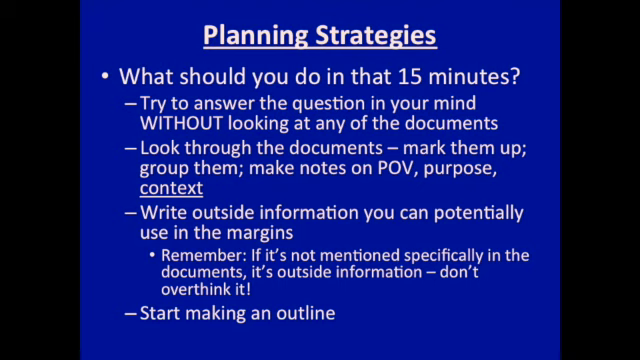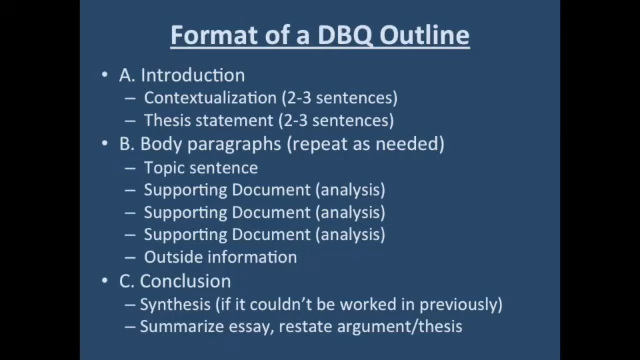Here's what your outline should look like. Obviously, you're going to start with the introduction. Again, you want to put your contextualization up front, set the scene, go ahead and knock that point out on the rubric. 2 to 3 sentences is what you need for contextualization. They do not want it to be just one sentence or one little phrase. They want you to be able to explain in some degree of detail what's going on at that time.